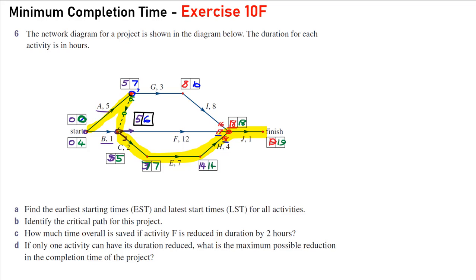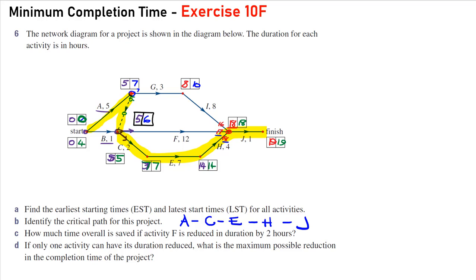Okay, so it says part A, find the earliest start time and the latest start time for all the activities. Well, we've done that. Part B, identify the critical path. Well, we've done that as well, but we'll just go through, and if you had to write this in an assessment task, you'd have to label or list all the projects. So that's project A. We don't have to write anything for the dummy activity. It would then be activity C, activity E, activity H, and lastly activity J.